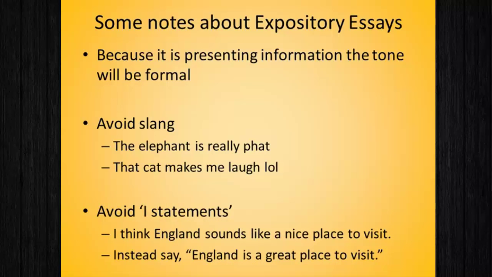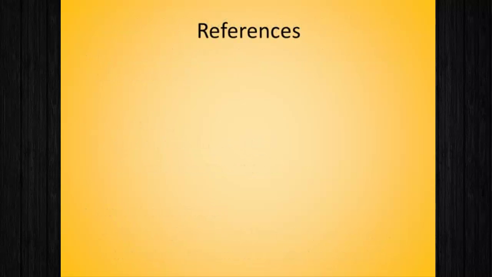Holy cow. Avoid using I statements. "I think England sounds like a nice place to visit." Instead, try saying something like, "England is a great place to visit." You are writing the essay, so we already know that it's from your point of view. If you use I statements, it's redundant and it takes away from the formal tone of the essay. Those are just two points that teachers like to look out for when they are grading expository essays, so be careful and watch out for those.